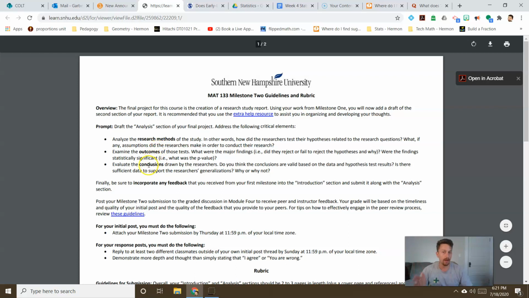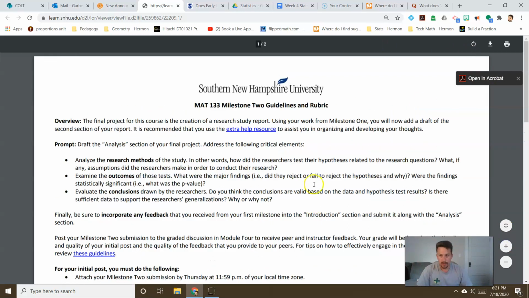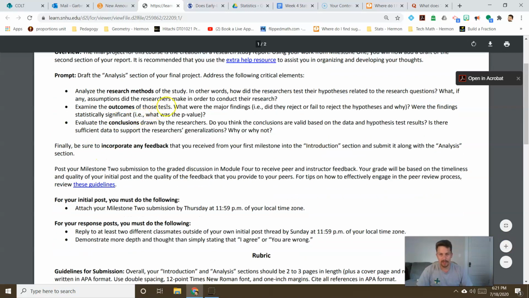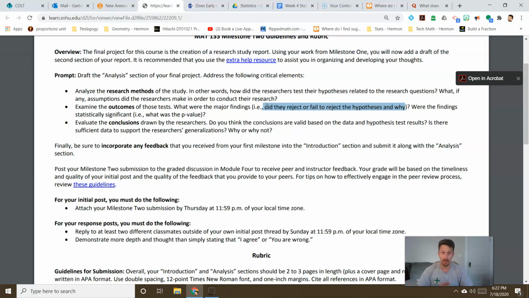So especially in your outcomes and conclusions. For outcomes, we are going to examine the outcomes of those tests. What were the major findings? Did they reject or fail to reject the hypotheses, and why? Sometimes we're not doing hypothesis testing in all of these studies, so that's just an example. You might not see those words reject or fail to reject, and that's okay. And also with statistically significant, you won't always see those words depending on which study you're looking at, okay?